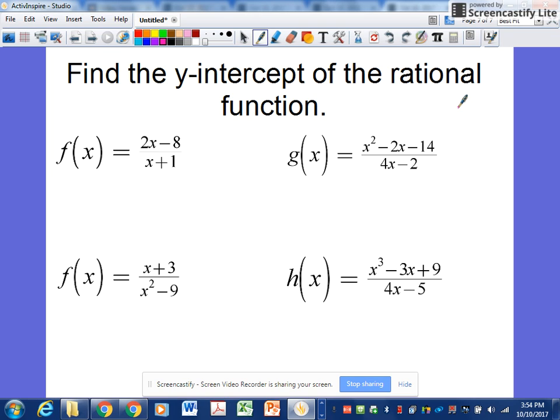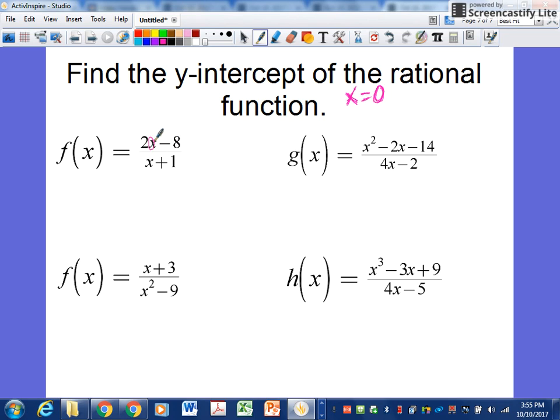So one more thing we can do with rationals is find the y-intercept. This is almost the easiest thing there is to do, because you should know from all of your algebra so far that anytime we have a y-intercept, wherever it crosses the y-axis, the x value is always 0. So if we want to find the y-intercept of a rational function, we just plug in 0 for x everywhere you see an x value.